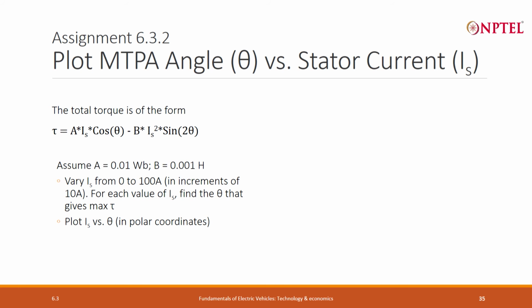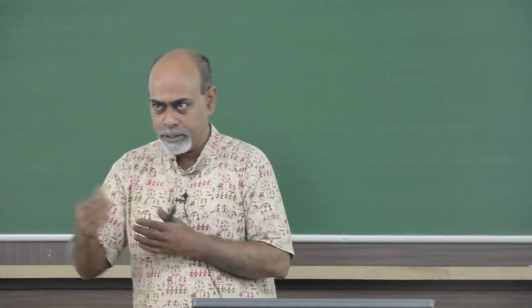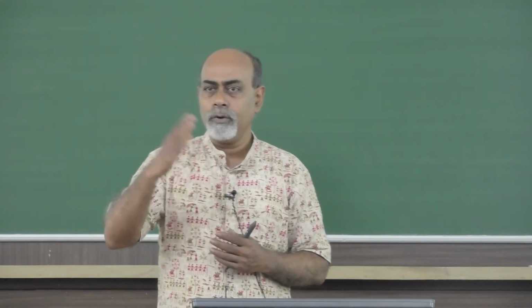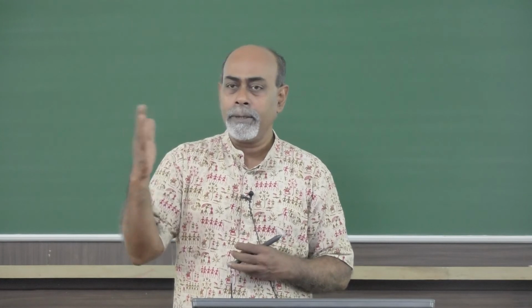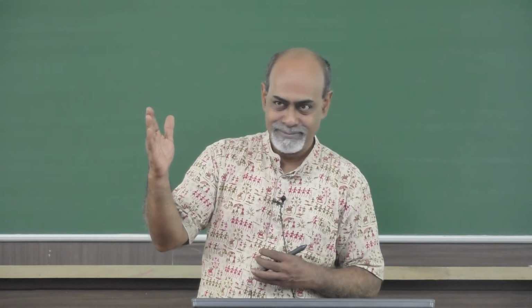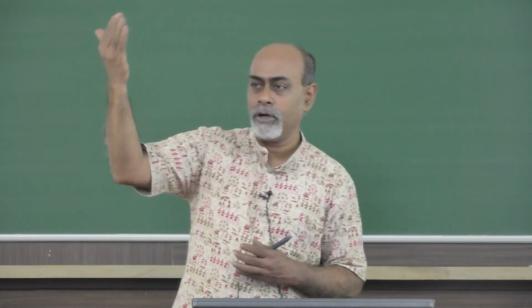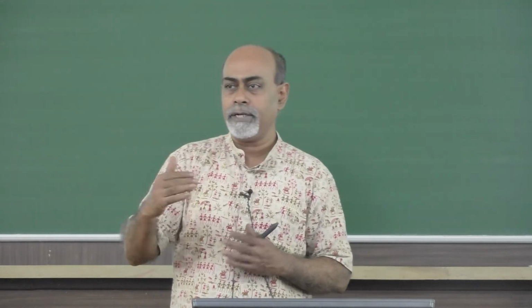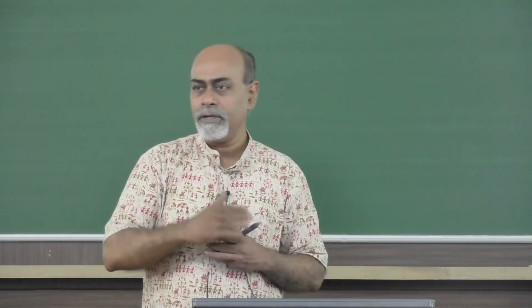Now, I want you to calculate for different currents from 0 to 100 amperes, what will be the optimum theta. As we already know, when the current is low, the optimum theta value will be small, and as the current increases, it means more and more torque is being demanded from the motor, the optimum value of theta will go on increasing, but it will never be greater than 45 degrees, because 45 is where reluctance torque becomes a maximum. So, from 0 to 45 degrees, as current increases, theta will increase.